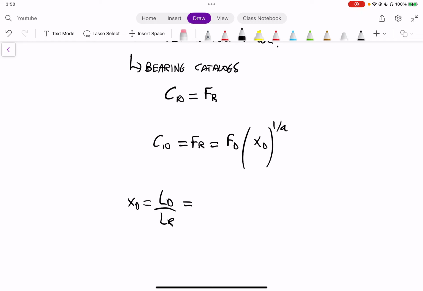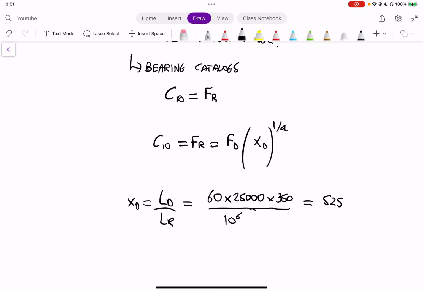I know that my life rated is 10 to the 6 revolutions. Now, my LD is not given in revolutions. It's given in hours and RPM. So we're going to use the conversion between the two: 60 times 25,000 hours multiplied by 350 RPM, which converts it to a value in revolutions. And we get that the value of XD is 525. So that means I want my bearing to last 525 times longer than the rated life.